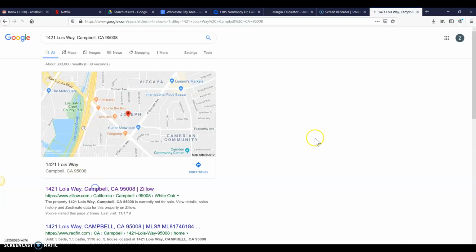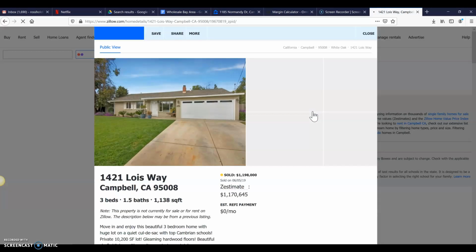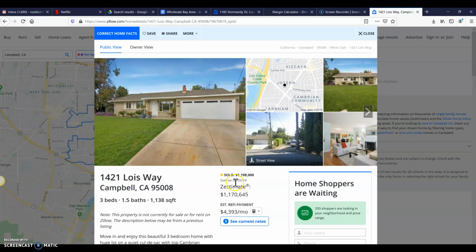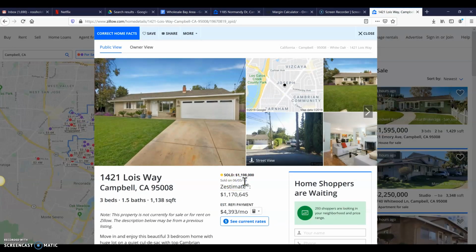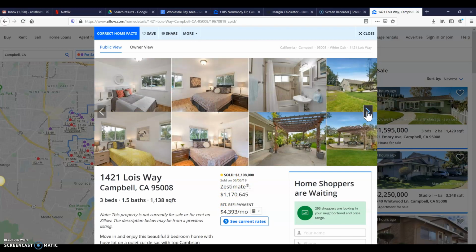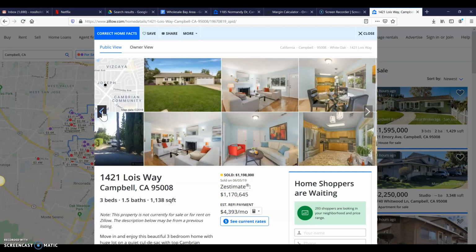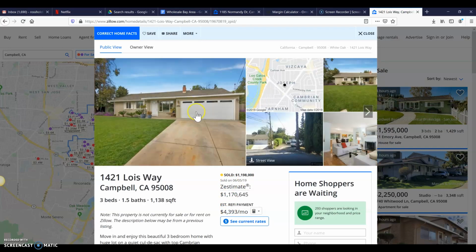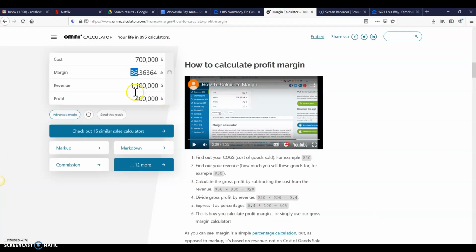This house was recently renovated and recently sold in 06, so 1.2 million is probably a safe ARV to use. But again, with the market that we're working in, I'm going to be conservative. I'm going to say the after repair value, ARV, is going to be 1.1 million.